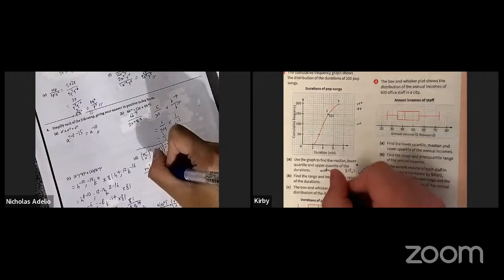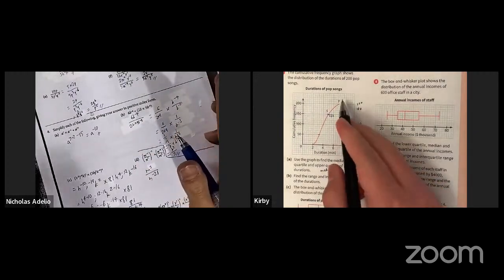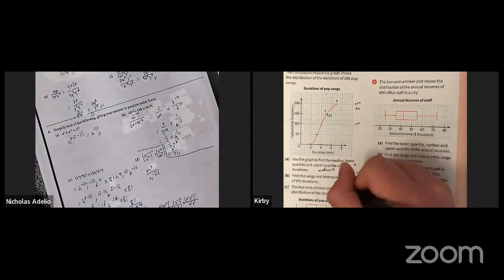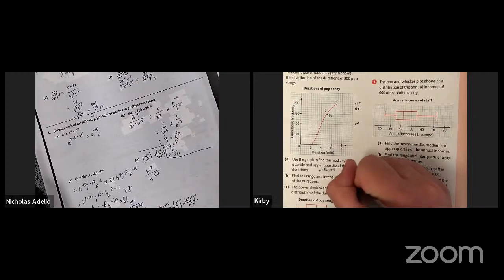Kirby, the range is from maximum to minimum. It's 1.8, right? No, that's the interquartile range. I'm talking about the range, from the maximum to the minimum. 7 to 2. Yeah, 7 minus 2, which is 5.